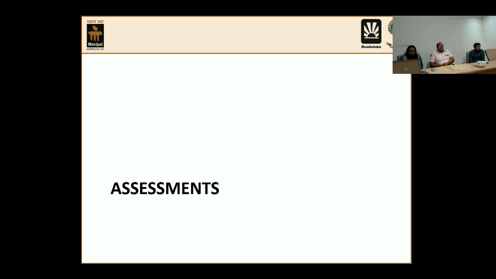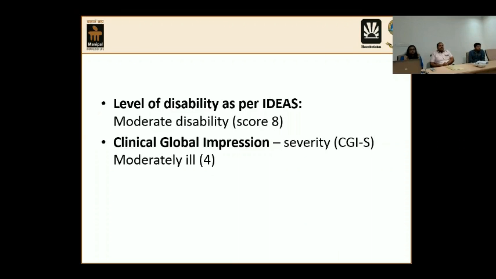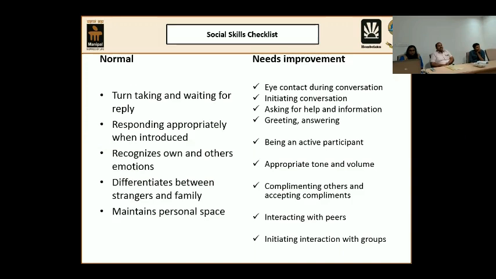Among the assessments that we have done, the disability as per IDEAS was 8, mainly scoring more on communication and interpersonal relations. Clinical Global Impression at the time of admission to our center was 4, moderately ill.